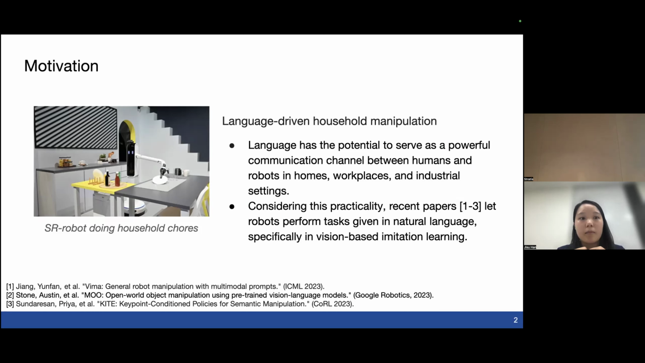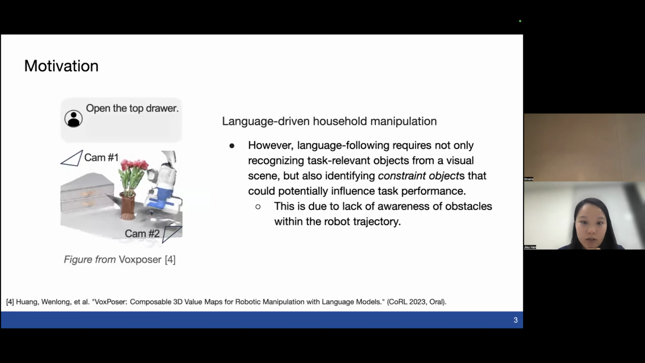And I believe the most efficient way to communicate with these kinds of robots will ultimately be language. Considering this practicality, recent papers led robots to perform tasks given in natural language, specifically in vision-based imitation learning. However, language following requires not only recognizing the task-relevant objects from the visual scene, but also identifying the constraint objects that could potentially influence the task performance.